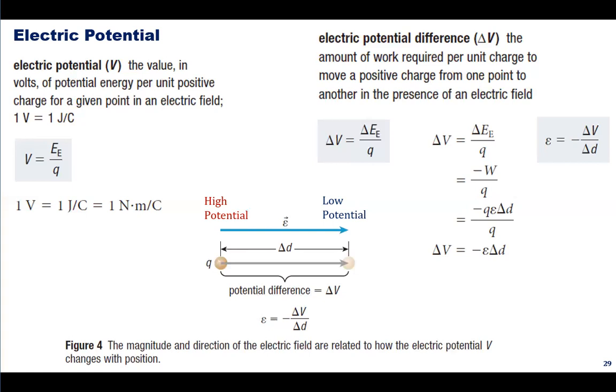The SI unit for electric potential is the volt, named in honor of the physicist Alessandro Volta. The volt relates to other SI units in the following equations.